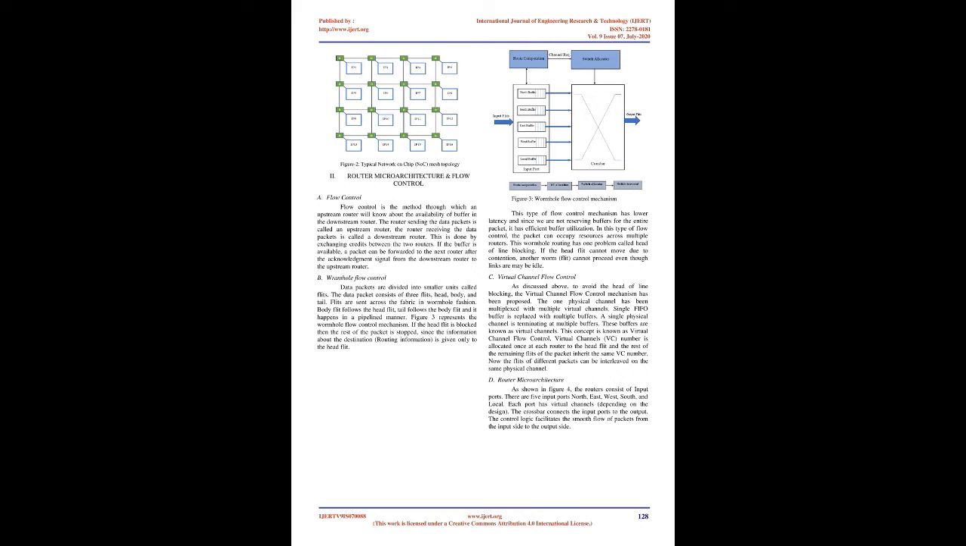B. Wormhole flow control. Data packets are divided into smaller units called flits. The data packet consists of 3 flits, head, body, and tail. Flits are sent across the fabric in wormhole fashion. Body flit follows the head flit, tail follows the body flit, and it happens in a pipelined manner. Figure 3 represents the wormhole flow control mechanism.